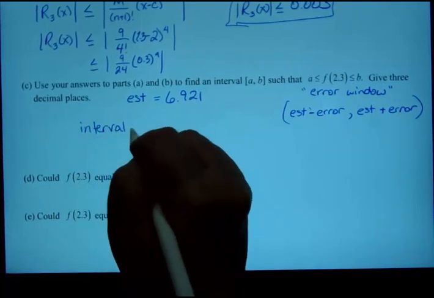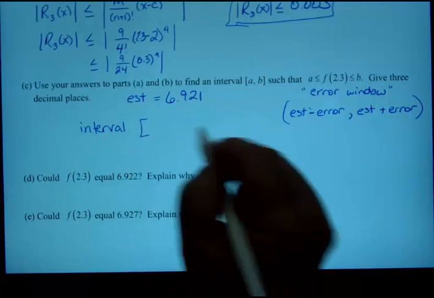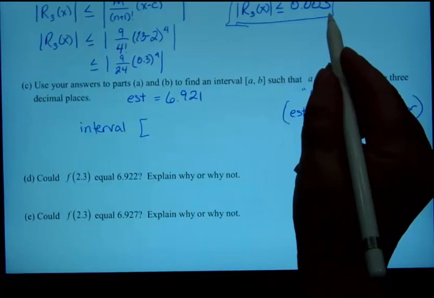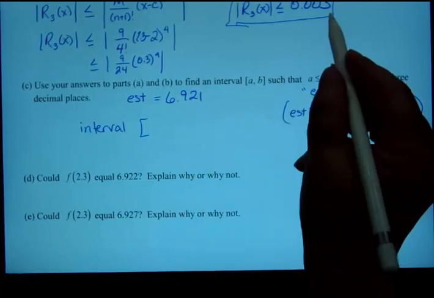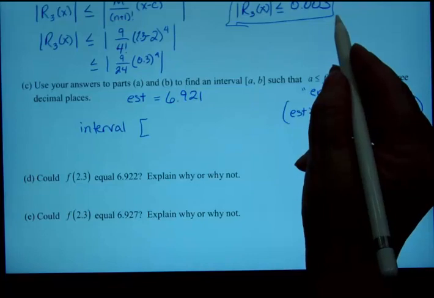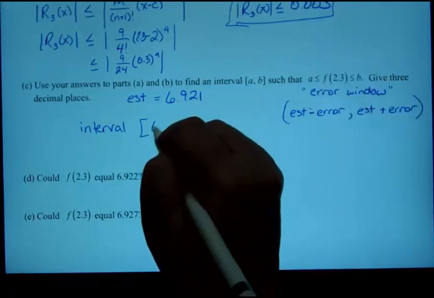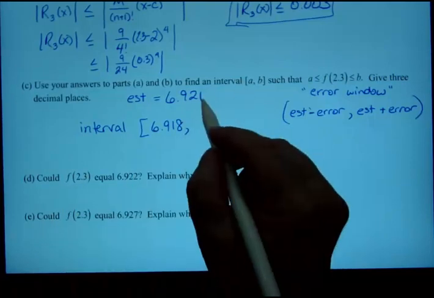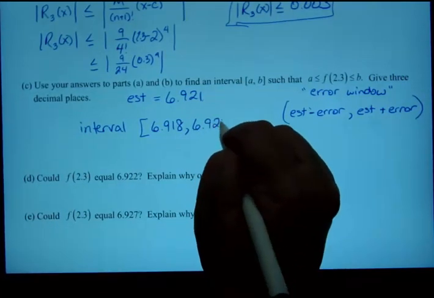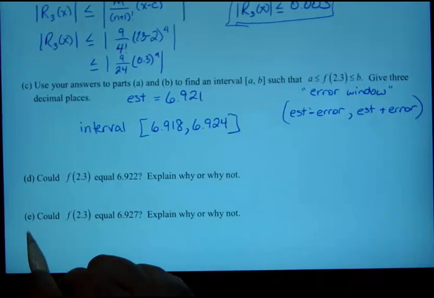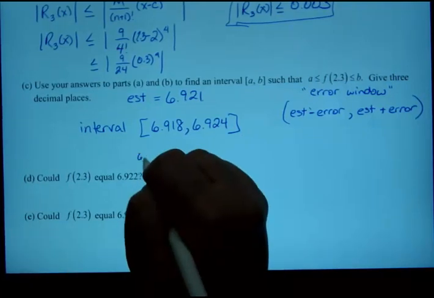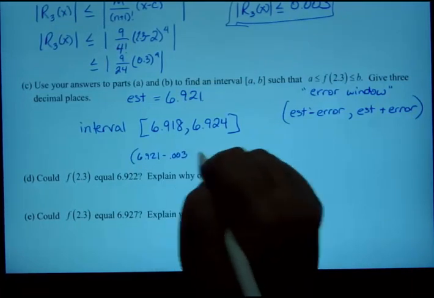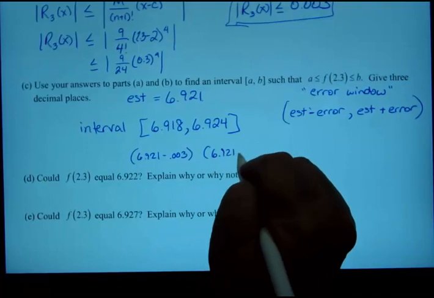So my interval will be from A, which is this number, minus 0.003. What's 921 minus 3? 918. So 6.918. And 6.924. How did I get that? I took the 6.921 minus 0.003, and then I did 6.921 plus 0.003.